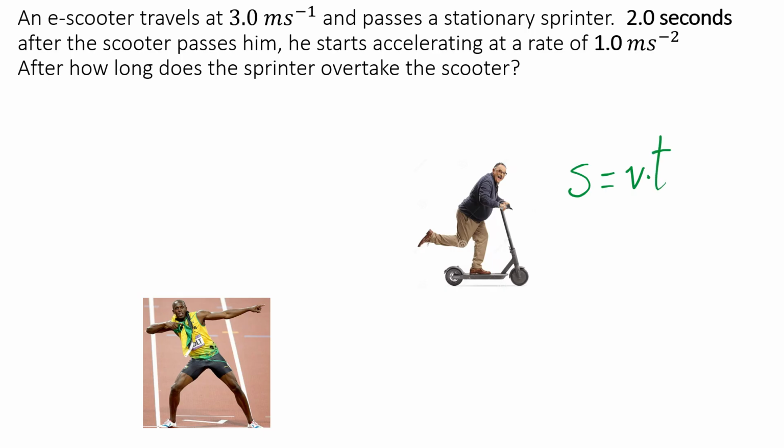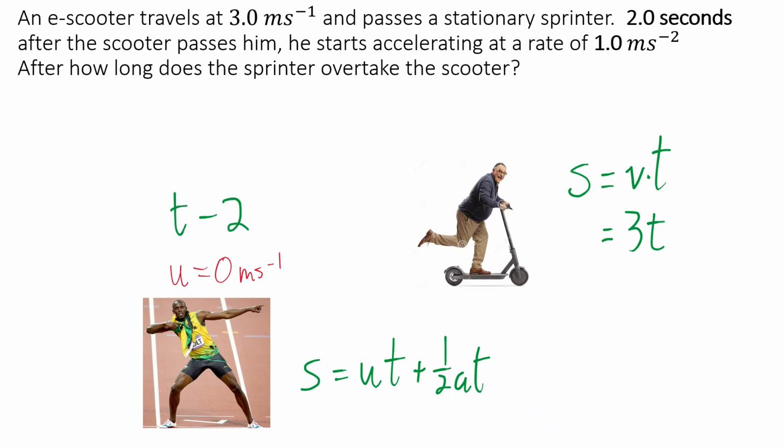For the e-scooter, we've got displacement equals velocity times time, which gives us a displacement of 3t. With the sprinter, because they're accelerating, we're going to need an expression for a in there. To make things a little easier, the sprinter starts at 0 meters per second, at rest, and then they start. The time in which they meet the e-scooter will be t minus 2, because the time will be the same for both of them. So that's what we're trying to solve for.